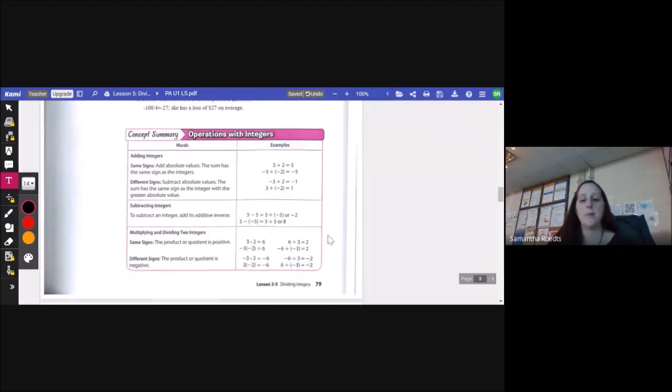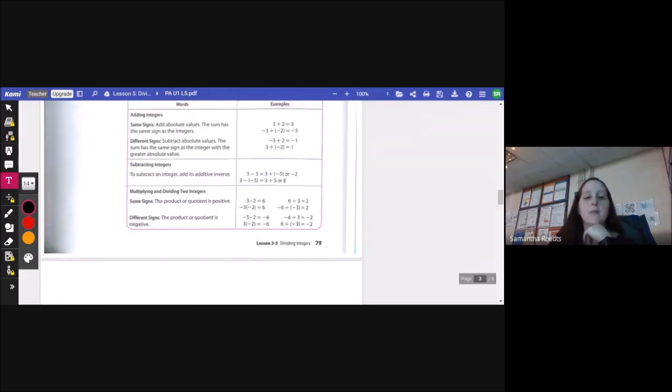So concept summary, operations with integers. So I have adding integers, same sign, add their absolute values. The sum has the same sign as the integers. And different signs, I subtract absolute values. The sum has the same sign as the integer with the greater absolute value. So same sign, they're friends, you add them together. Different signs, they're enemies, you subtract, and whichever one is greater wins. So in this case, negative 3 plus 2, 3 is larger than 2, so my answer will be negative. So 3 minus 2 is 1.